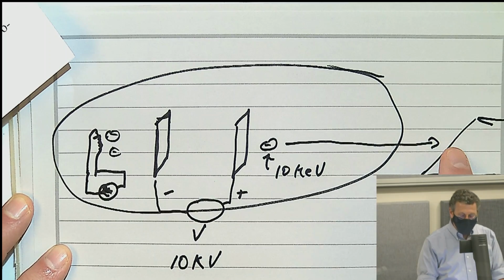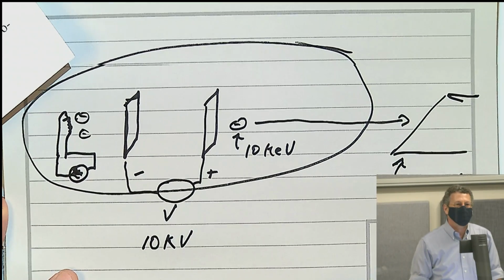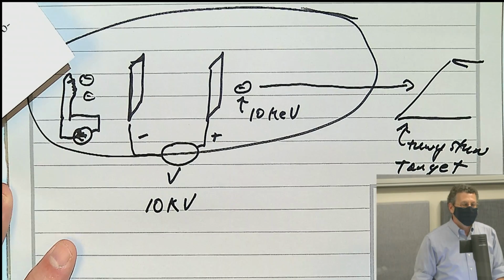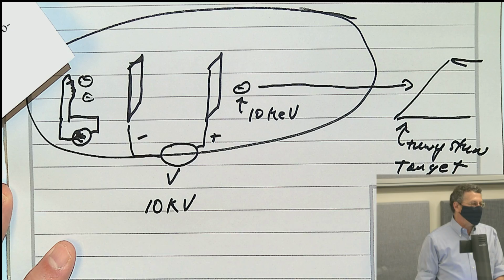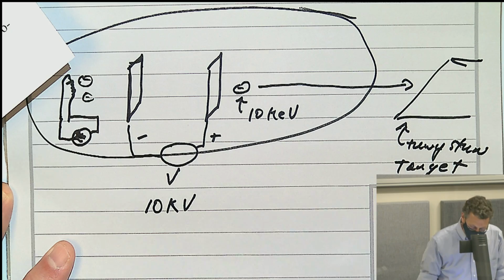So the electrons hit the target, okay? And when they hit the target, they decelerate rapidly, right? And when they decelerate, if you remember Maxwell's equations, well, let me see. Maxwell's equations say that electric field is, well, I don't know. The bottom line is this. I'm going to mess it up.